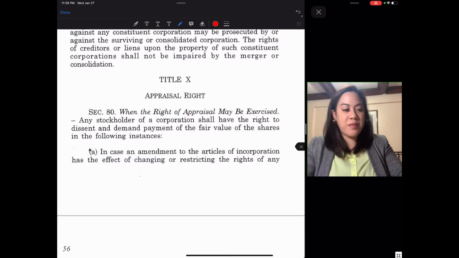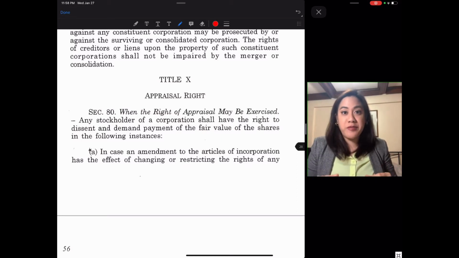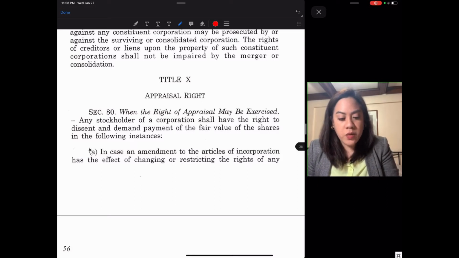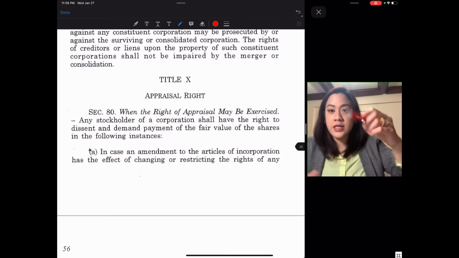Hi, let's talk about Title 10, and once again, this will be a very short video. Title 10 talks about appraisal right, which you have been hearing in earlier videos. So, a stockholder shall have the right to dissent and demand payment of the fair value of the shares in the following cases stated therein.